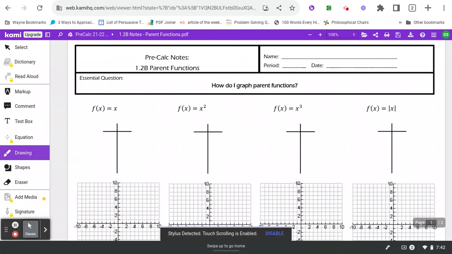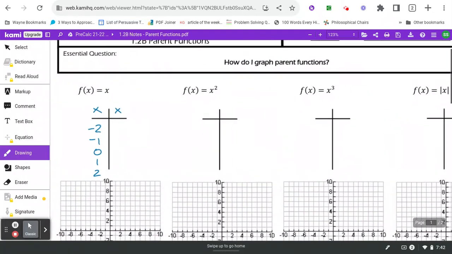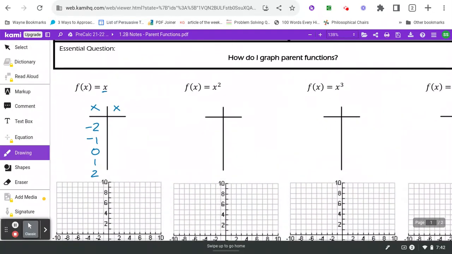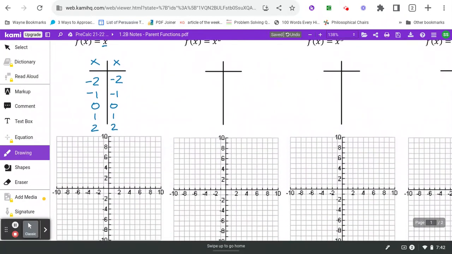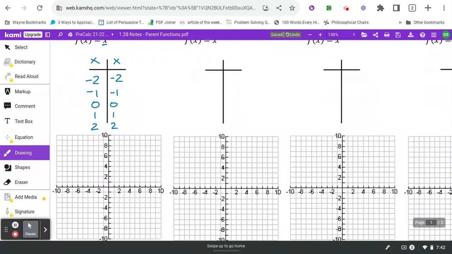All right, so the first problem, f of x equals x. We're just going to start by getting a couple of easy numbers. I like to choose a few negatives and 0 and a few positives. And then since it's equal to x, I'm just going to go ahead and write an x on the other side and copy these over. These numbers are just going to each equal themselves. And then we'll plot each one of these as an ordered pair, -2, -2, -1, -1, 0, 0, 1, 1, and 2, 2. And we can see that that makes just a regular old line.